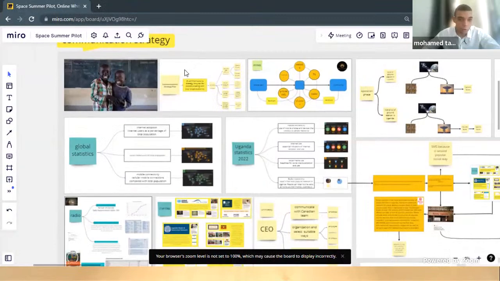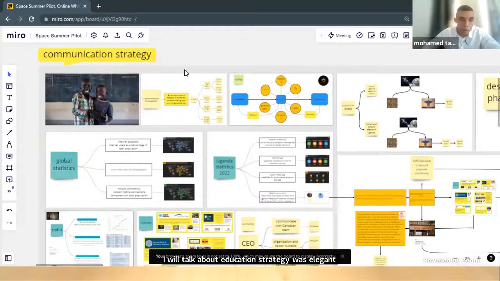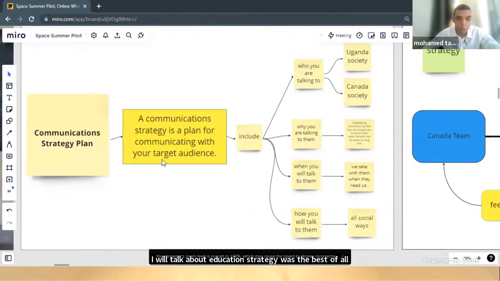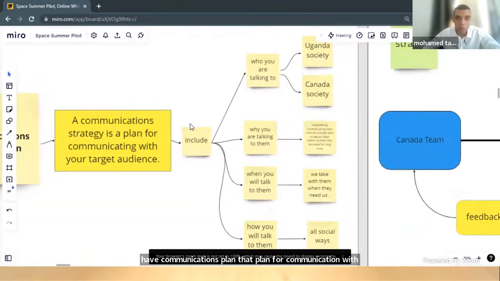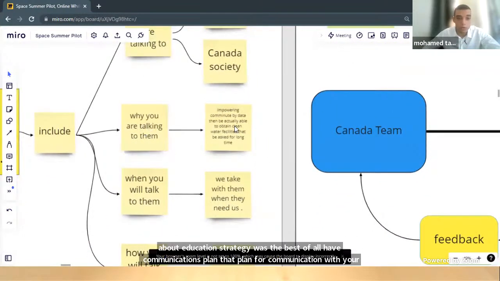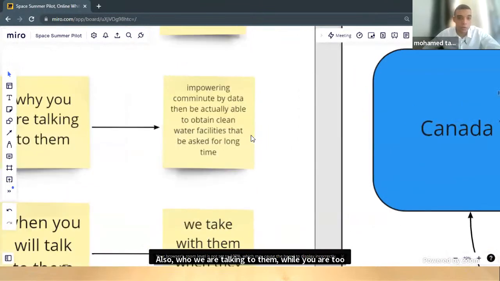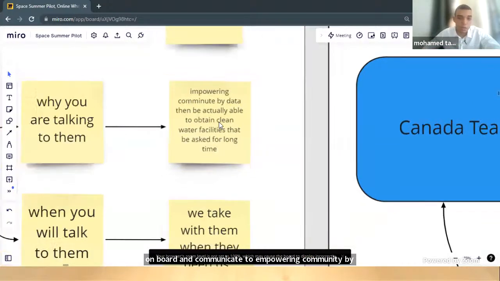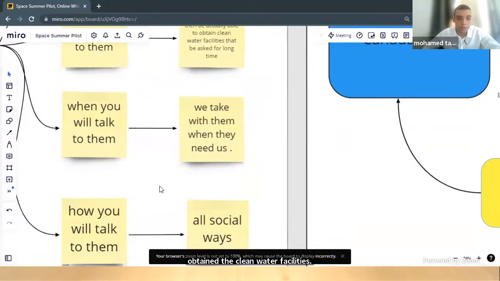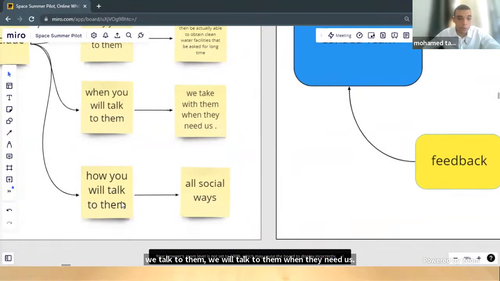Here I will talk about the communication strategy with Uganda. First of all, we have a communication strategy plan. That plan is for communication with your target audience, which includes who we are talking to: the Ugandan society and the Canadian society. Also, why we are talking to them: to empower the community with data so they can obtain clean water facilities. When we will talk to them: when they need us. Last question, how will we talk to them? By all social ways. I will be more specific about the social ways next.